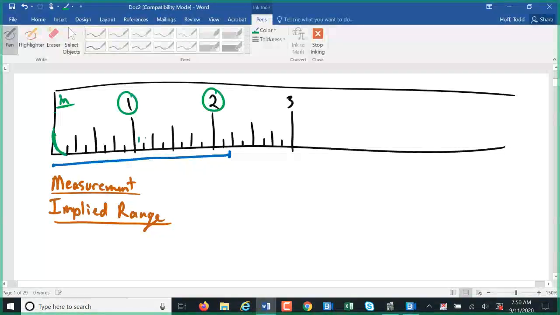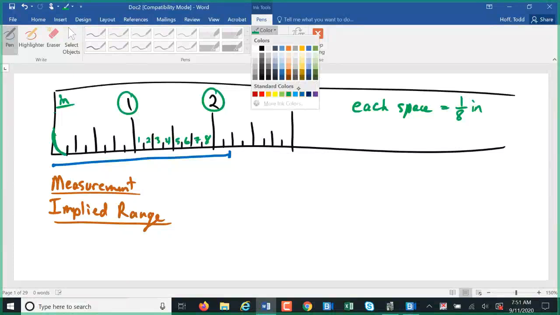We have 1, 2, 3, 4, 5, 6, 7, 8 gaps. Now you should note I did count the gaps, not the markings. It's the spaces that matter. There are 8 spaces between 1 inch and 2 inch. So that means each space here is 1/8 of an inch, because it takes 8 spaces to fill 1 inch.